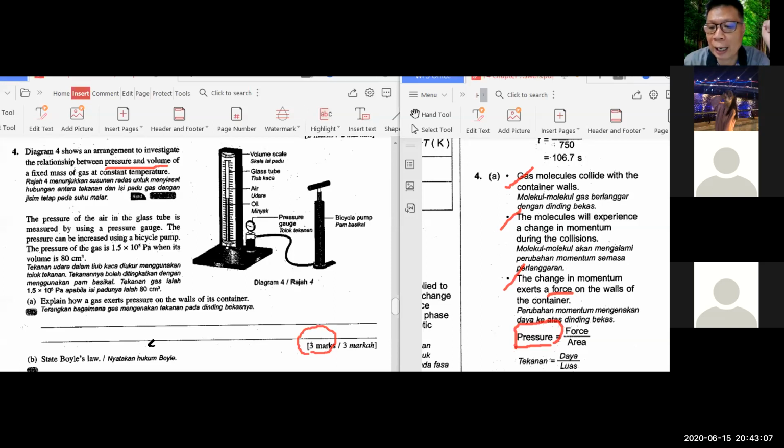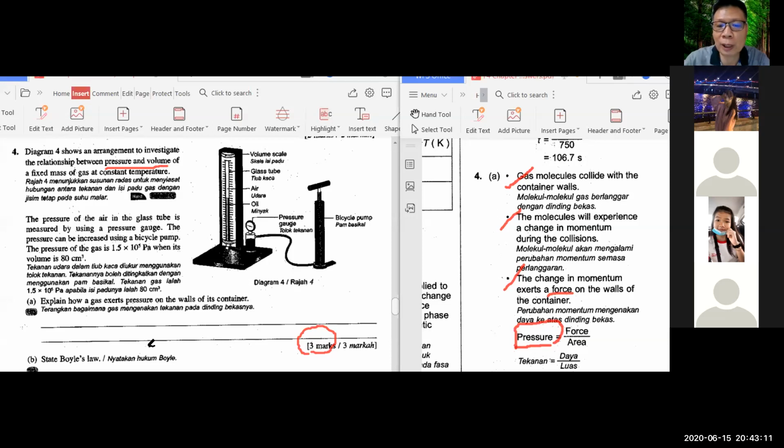Yes. You copy, finish or not? The Bahasa Melayu one, you don't copy lah. You copy the English one can already. Okay.